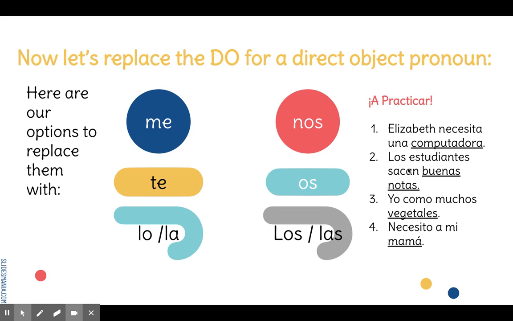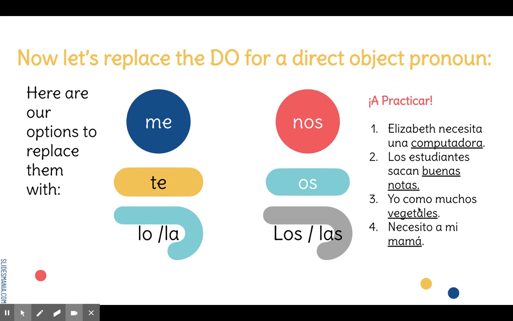Number 2, los estudiantes sacan buenas notas. I had everyone tell me in the chat what they thought I could replace buenas notas for, right? So I underlined the DO, the students get good grades. I underlined the DO, and I wanted them to guess what the DOP would be to replace it. And most of them said las, right? Because buenas notas means good grades. It's feminine and it's plural, and it's not a person. Good grades is an object, is a thing. So we went ahead and said las, and that is correct.